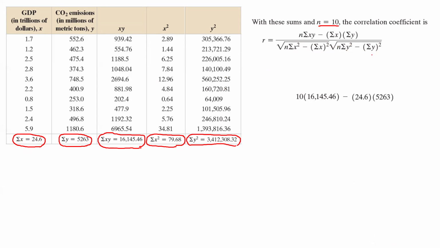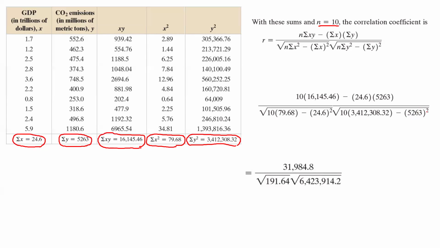10 times 16,145.46 minus 24.6 times 5,263 divided by the first square root, 10 times 79.68 minus 24.6 to the second, multiplied by the second square root, which is 10 times 3,412,308.32 minus 5,263 to the second power, which gives us a nice correlation coefficient, which is 91.2%. So this is the result.